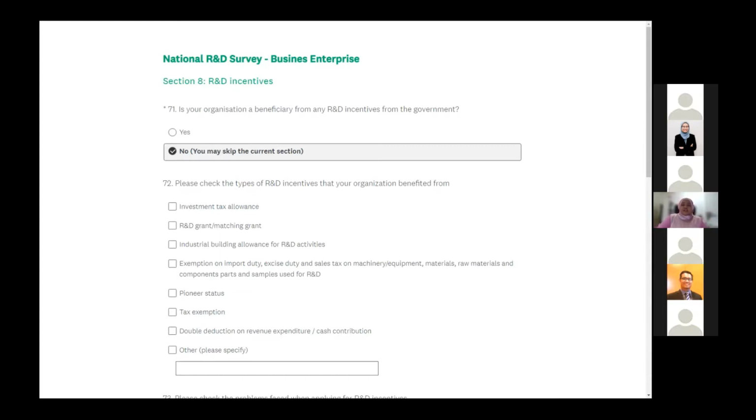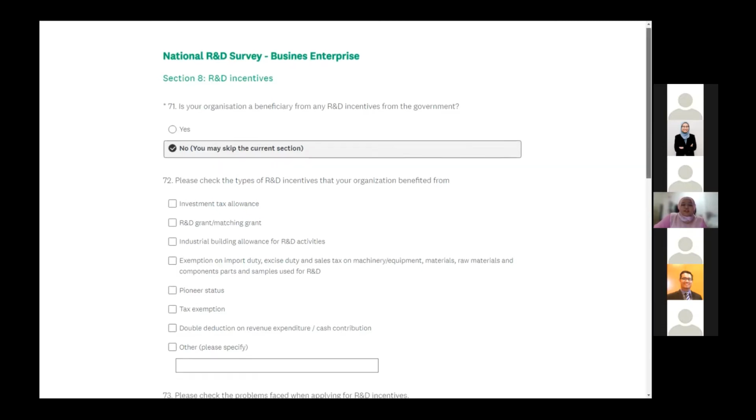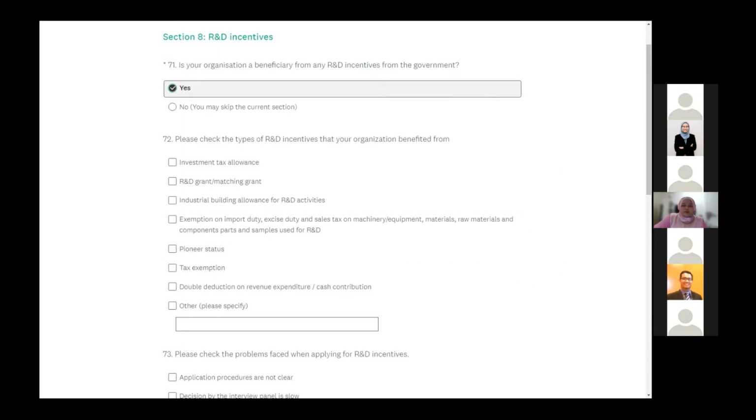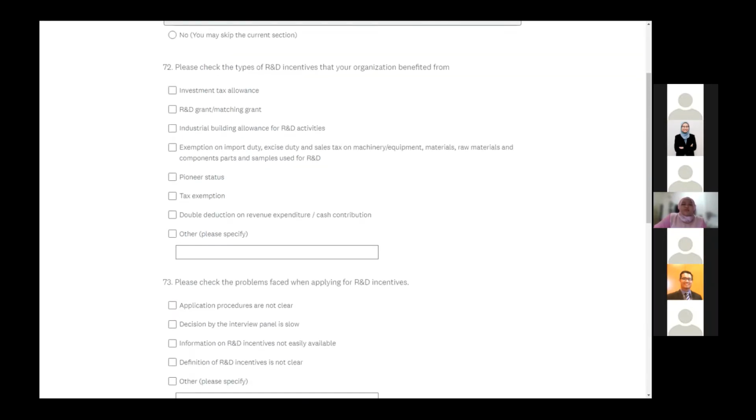Okay, we've come to the last section, which is section 8. R&D incentives. That means what were the benefits to your organization from carrying out all this R&D? If you do not have any, then you may skip. But if you did, as you can see, there are no asterisks as well. But you can answer. So maybe it was tax exemption, or whatever it may be. You can inform us about it.